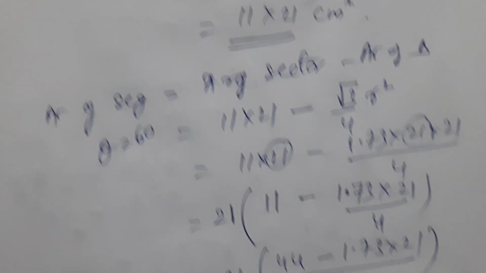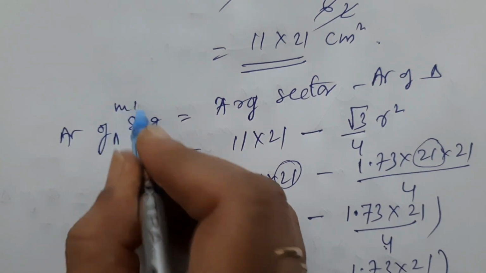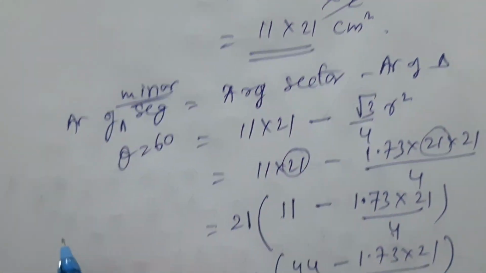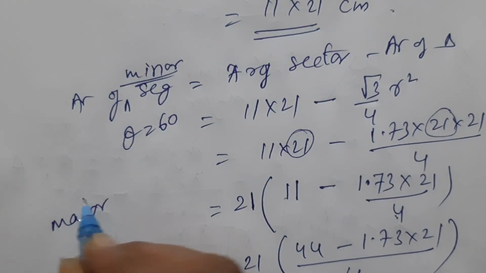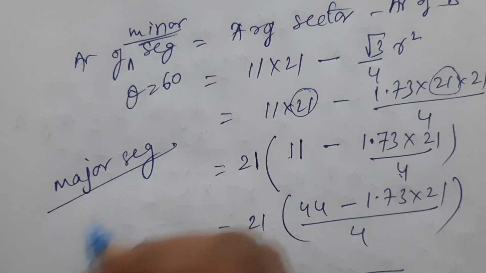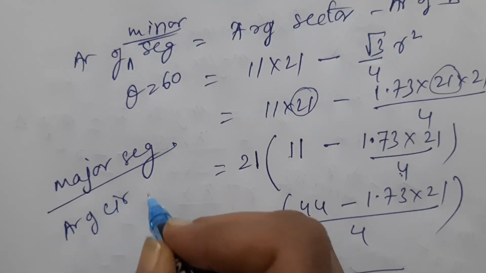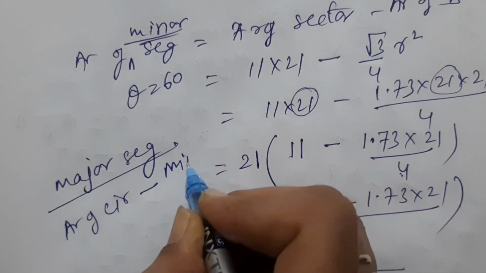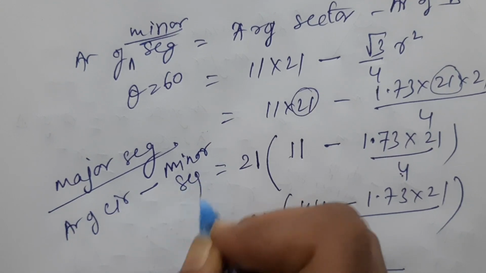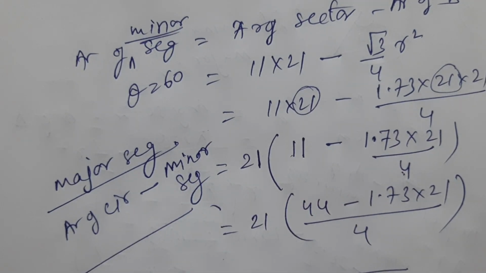So this we calculated, area of minor segment. If you want to find area of major segment, already I told, out of area of circle you need to subtract this minor segment. Hope you understood. Complete the solution on your own.